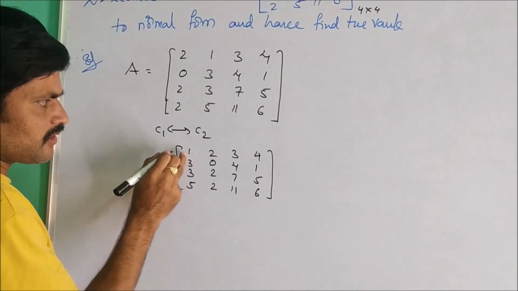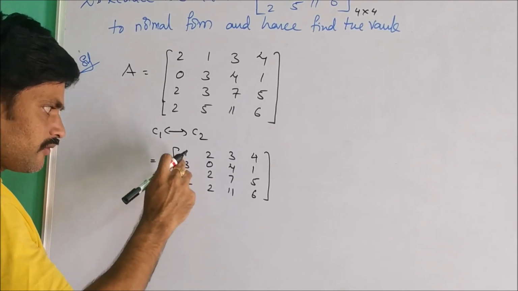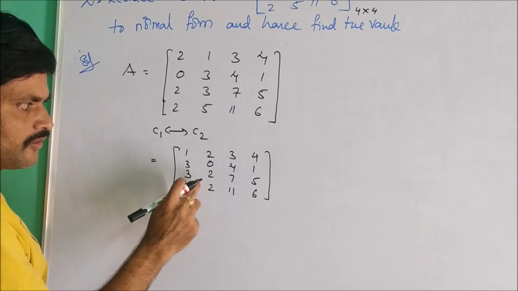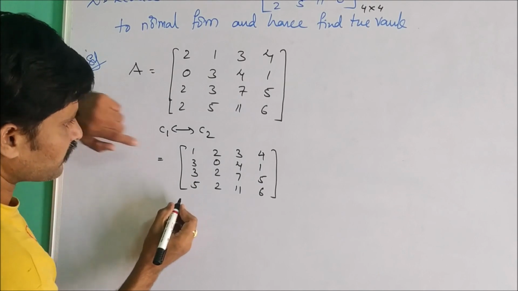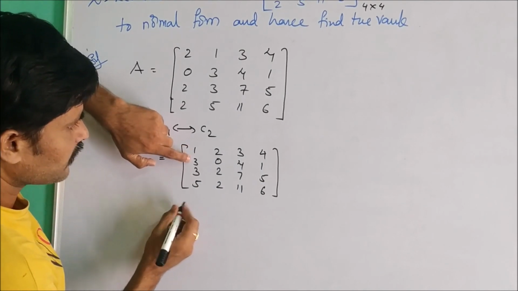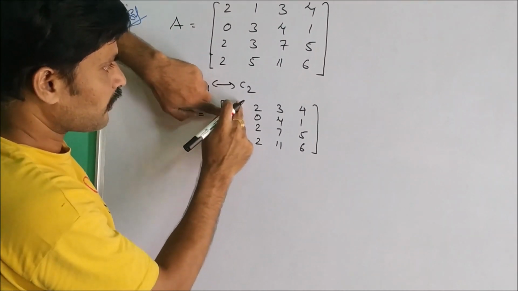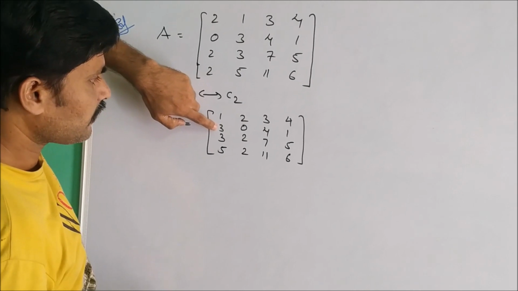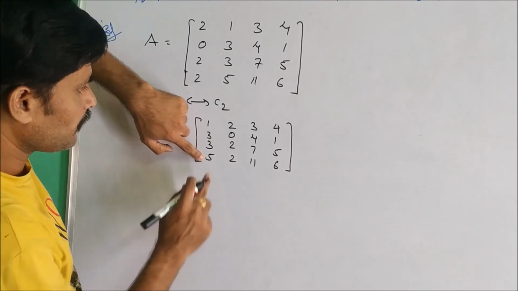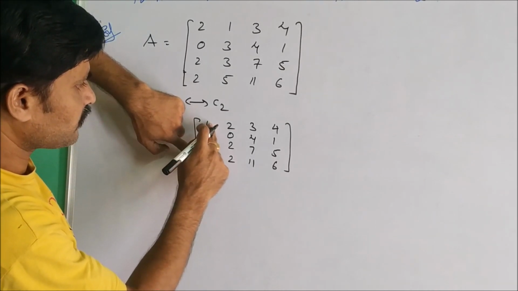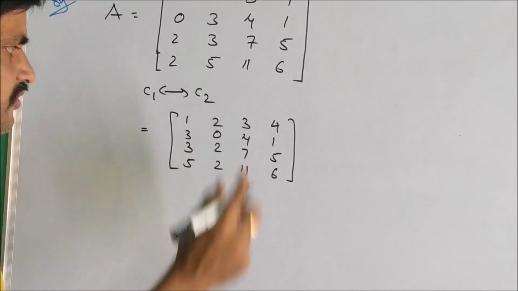So here we observe that the first element of the first row is 1. Now using this one, the remaining elements of the first column in the second, third and fourth rows will be converted to zeros. So here this is 1, this is 3. Now multiply the first row by 3, then subtract from the second row, and we get 0. Similarly the third row is 0. In the fourth row this is 5, multiply the first row by 5, then subtract from the fourth row, then it is also 0.